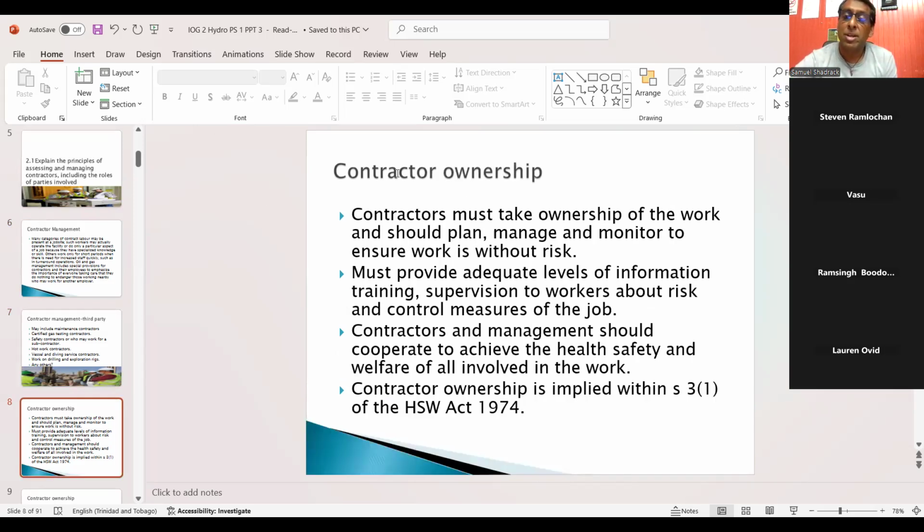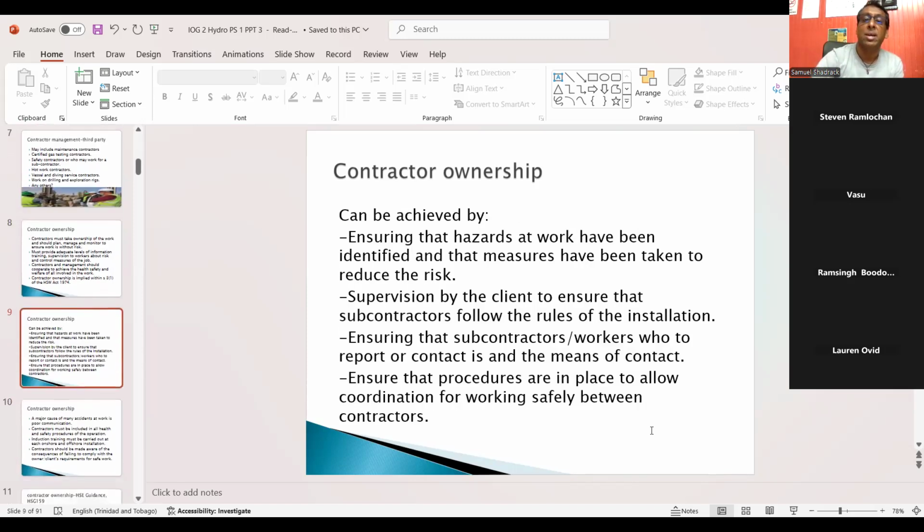So contractors must take ownership of the work and should plan, manage, and monitor to ensure work is without risk. They must provide adequate levels of information, training, and supervision to workers about the risks and control measures of the job. Contractors and management should operate to achieve the health, safety, and welfare of all involved in the work. Contractor ownership is implied within Section 3.1 of the HSW Act 1974. And Section 3 is about contractors anyway, right?